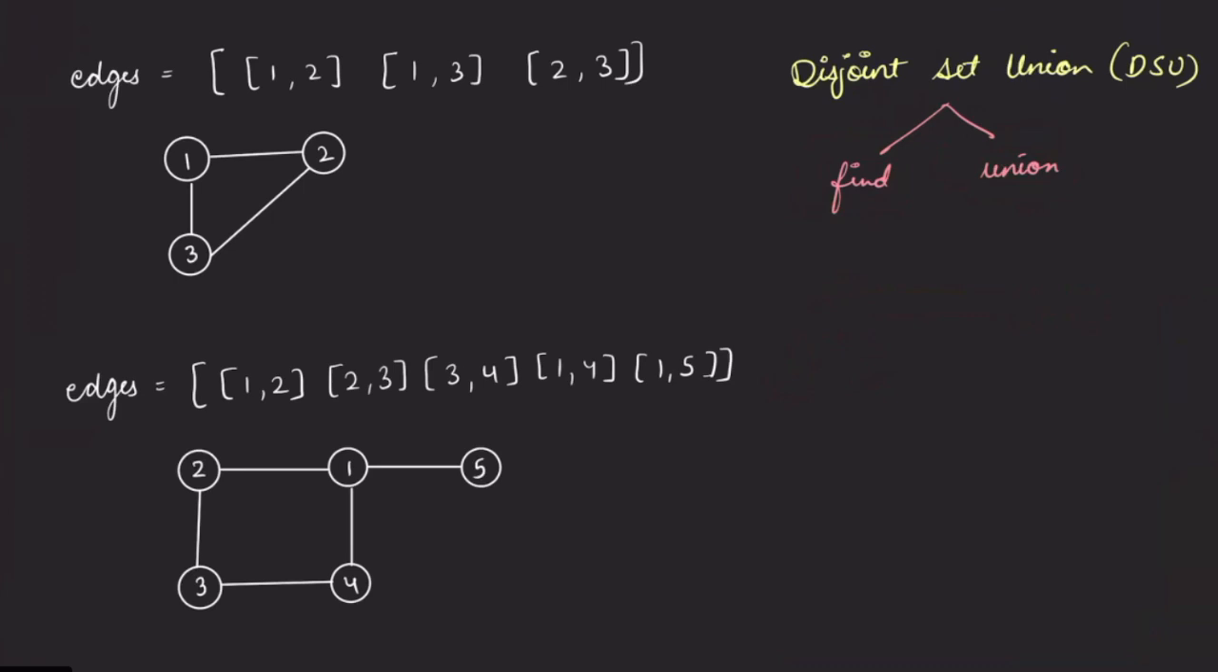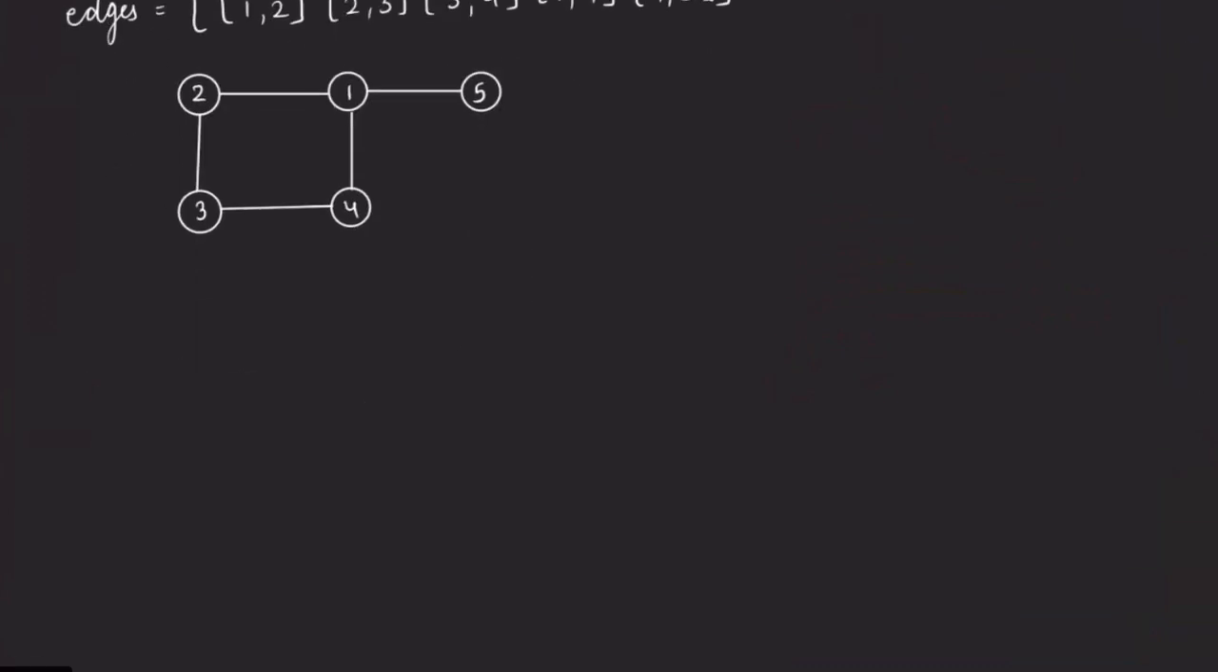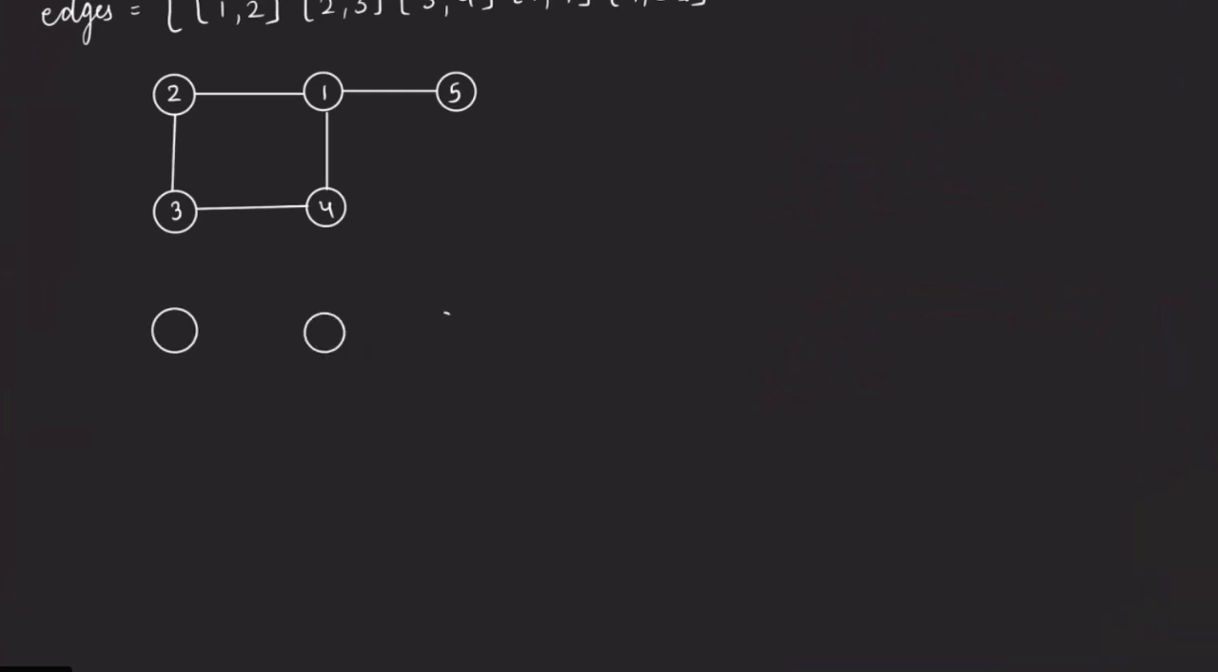So basically, what we do in this algorithm is that, as I said, all of our nodes are separate components initially. So we have 5 nodes, 1, 2, 3, 4, 5. Let me give the names 1, 2, 3, 4, 5. So these are our 5 nodes, right?